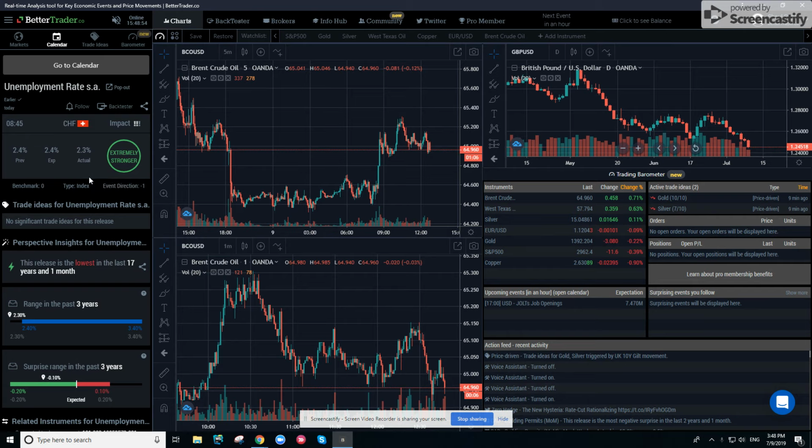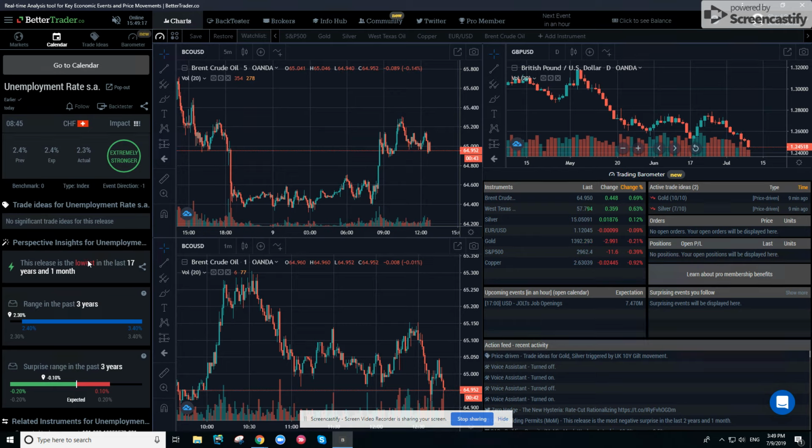So we see that in this case, this release is the lowest in the last 17 years in 1 month. That is a lot of data, but still there's no significant trade idea for this release. What this is doing over here is it's giving you real-time data you can look at after a release happens, so you can know what to do when similar releases happen.